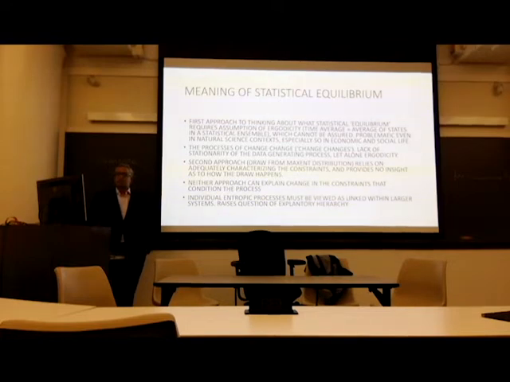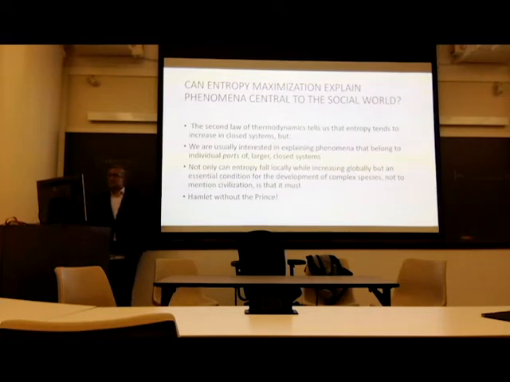One of the ways we might think about this in the economic and social context concerns, for example, the nation state within the broader global scenario. Can entropy maximization explain phenomena central to the social world? The second law of thermodynamics tells us that entropy tends to increase in closed systems, but we're usually interested in explaining phenomena that belong to individual parts of larger closed systems, sometimes very small parts of them, right? And that's crucial to explaining many phenomena, physical phenomena sometimes, but certainly biological and social phenomena.